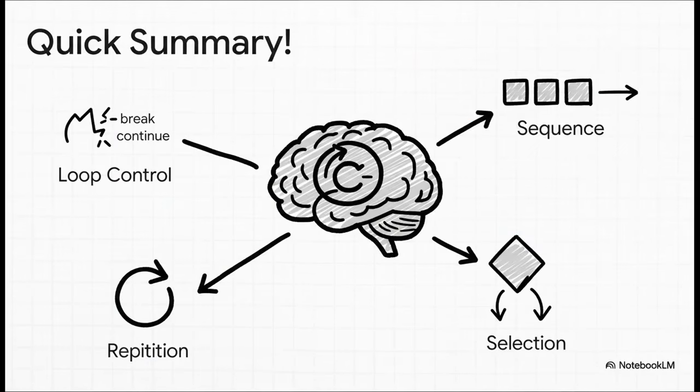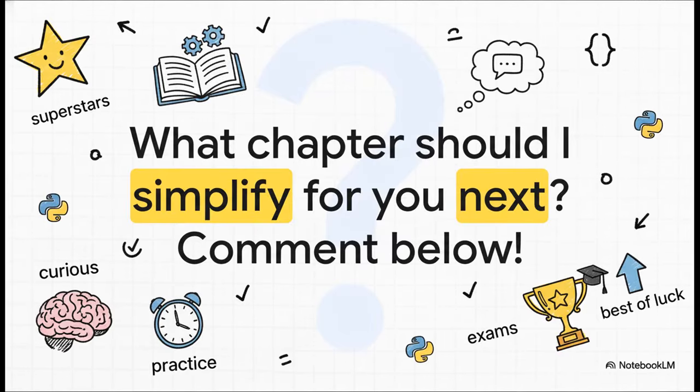Phew! Okay, let's do a super fast summary. Flow of control is the program's path. Sequence means it goes one by one. Selection is for making choices using if, elif, else. Repetition is for doing things again and again with for and while loops. And loop control gives you the power to break out of a loop or continue to the next round. Easy peasy. And that is it.